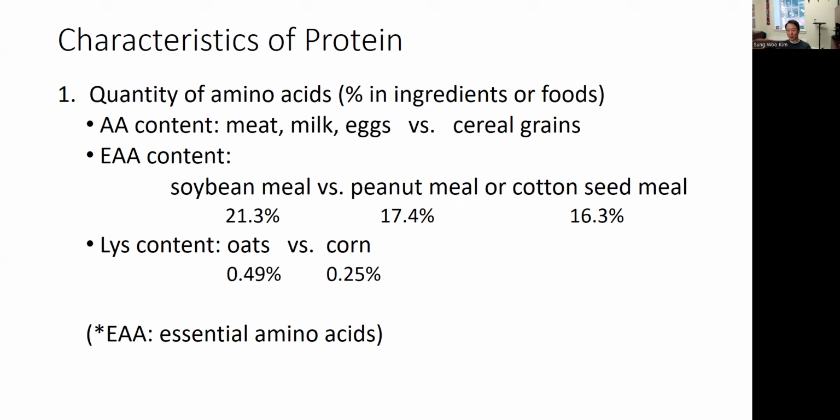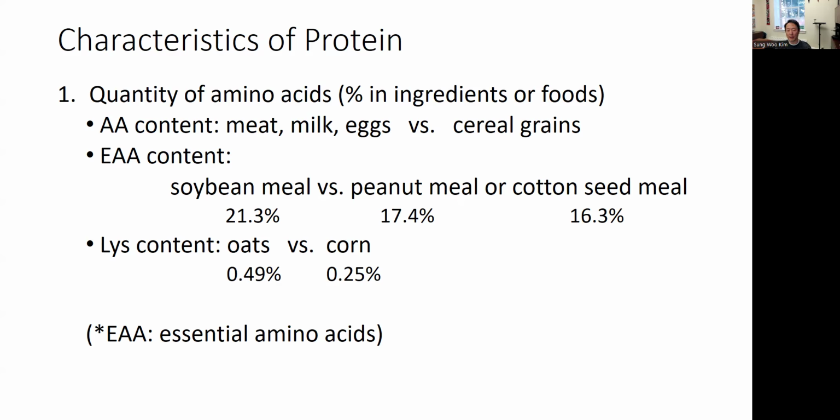However, depending on the source, you can see the content of essential amino acid, the important amino acid, is greatly different. Soybean meal has very high essential amino acid content compared to the others, peanut meal and cottonseed meal. So depending on the source, the quality of protein will be very different.